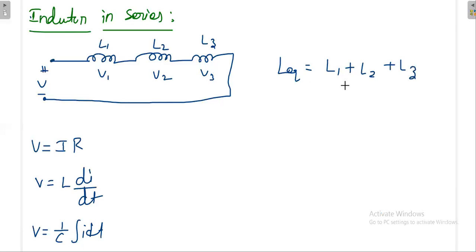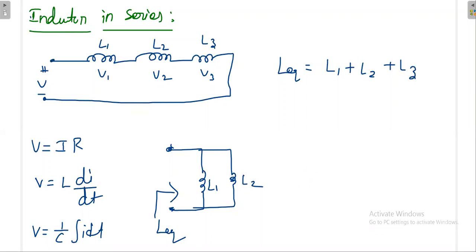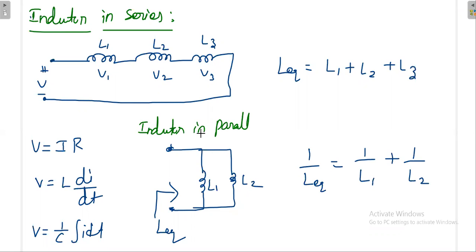So when I write like this, simply this follows the resistance nature. Otherwise I can write parallel combination also, because if it is in parallel mode, L1 and L2, then what is the equivalent? 1 by L equivalent is equal to 1 by L1 plus 1 by L2, something similar to the resistor's nature. That was inductor in series, this is inductor in parallel. Similarly, we'll see it for capacitor also.